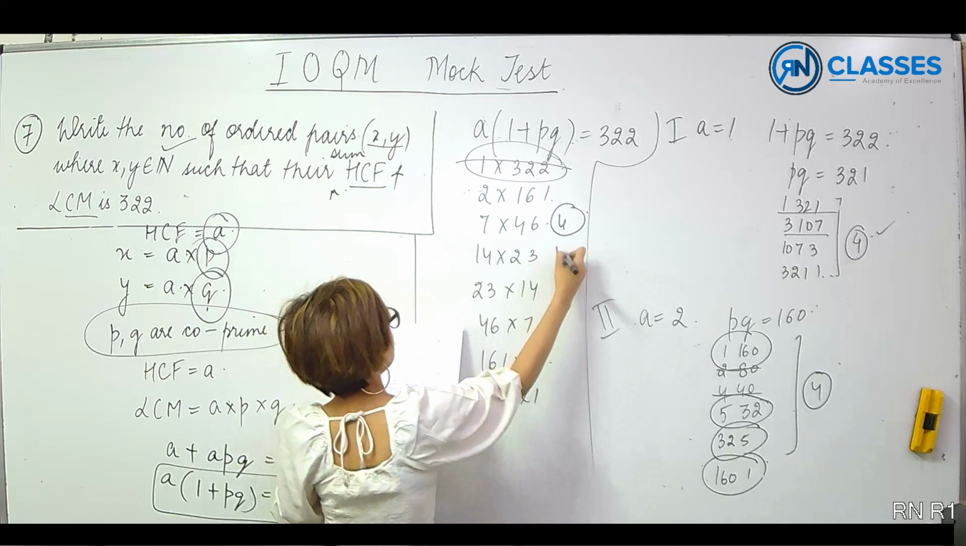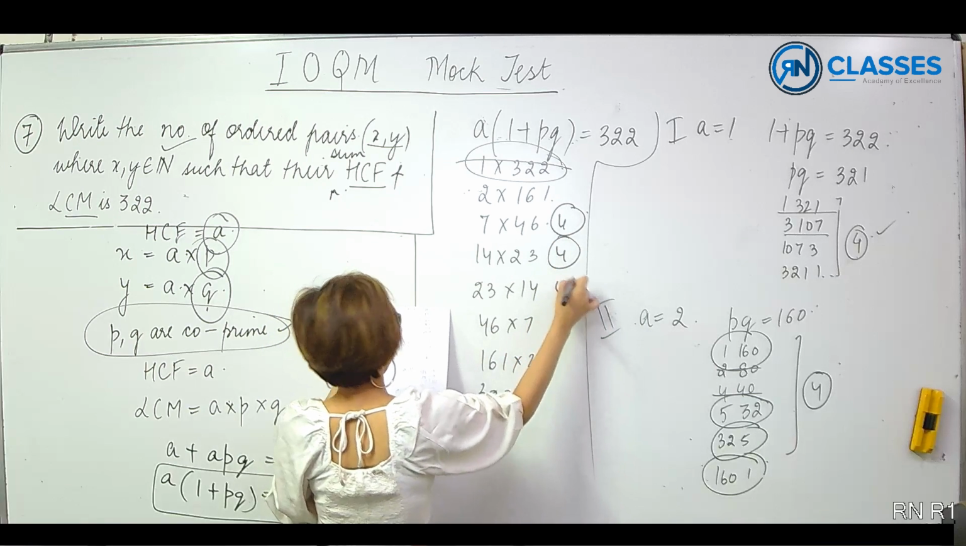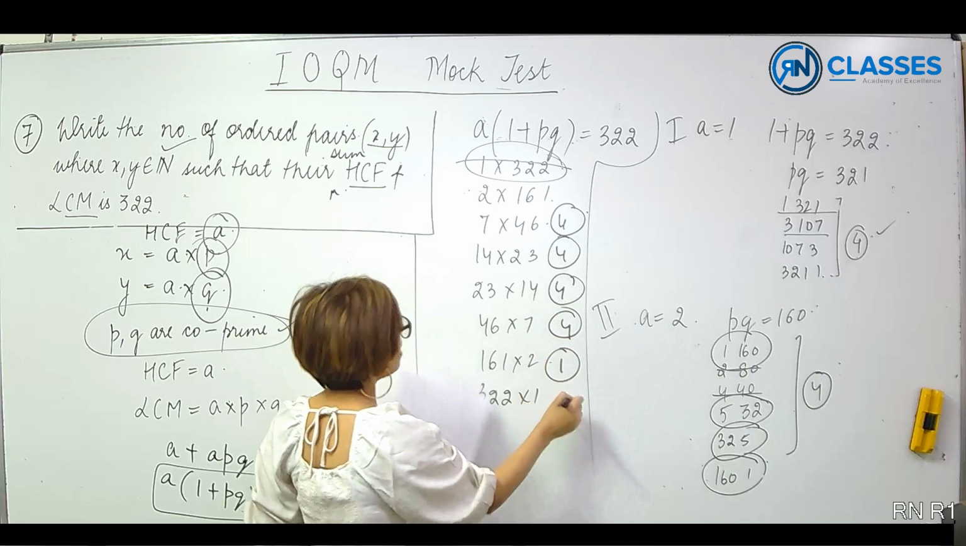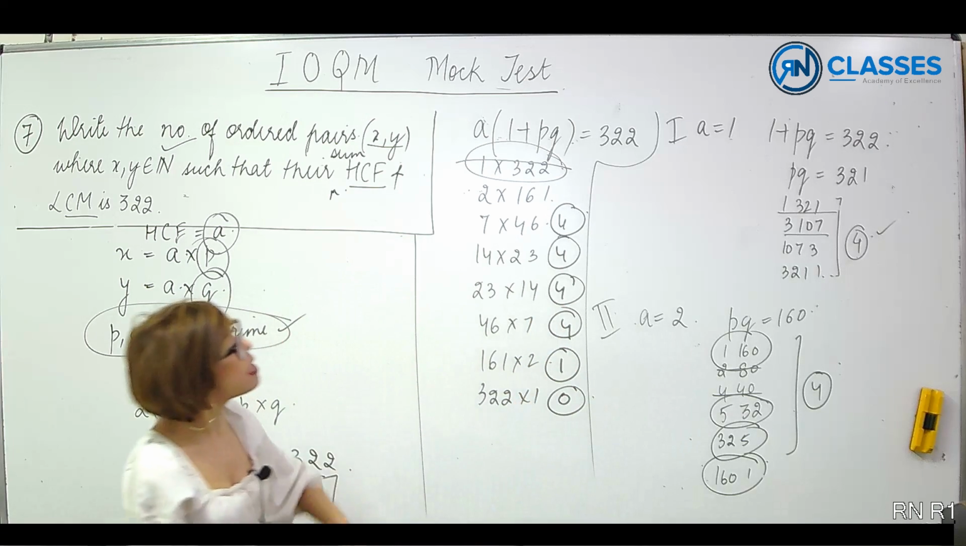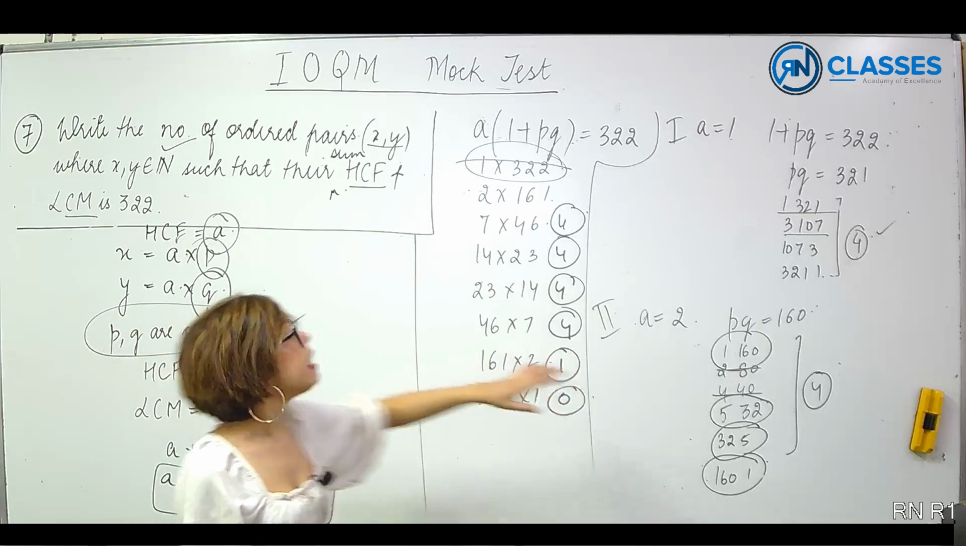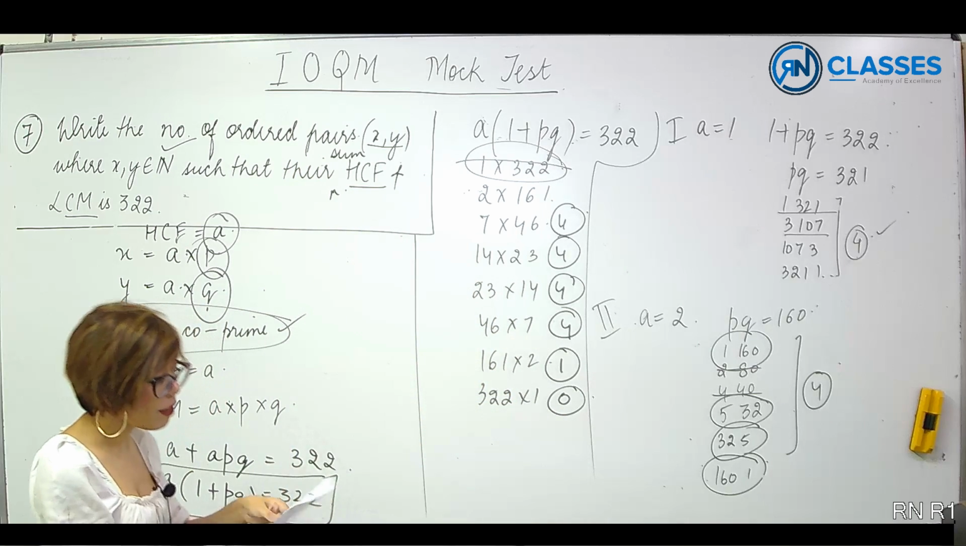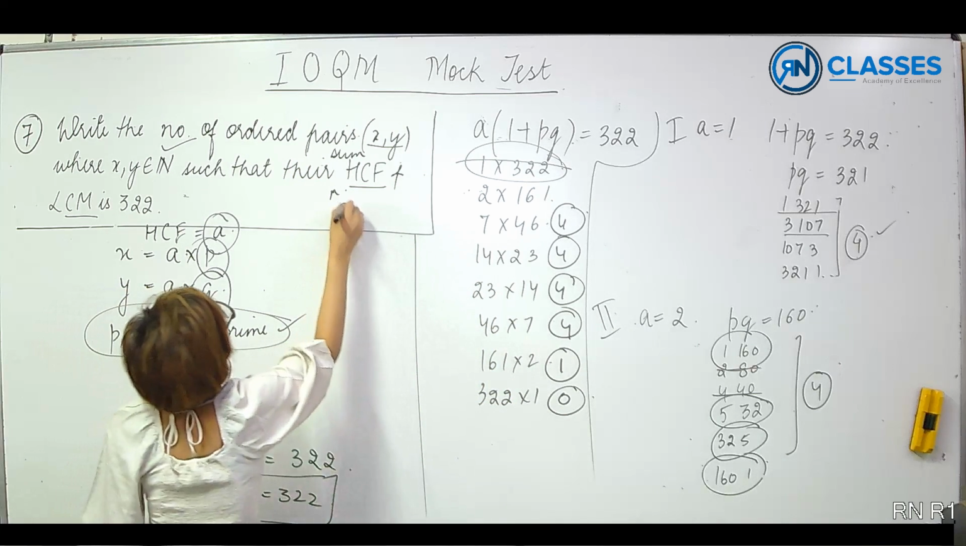Yeah, 4 from here, 4 from here, 4 from here, and 1 from here, and 0 from here. Right? On similar lines, you can exhaust it. And he says total number of ordered pairs, if you add these up, the answer for this question will turn out to be 20.